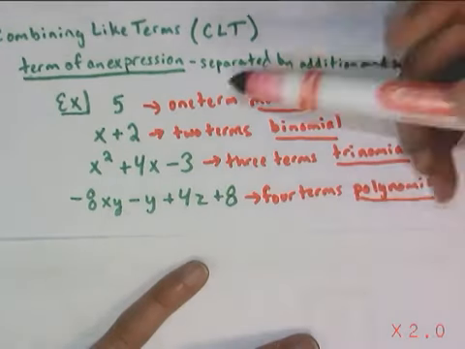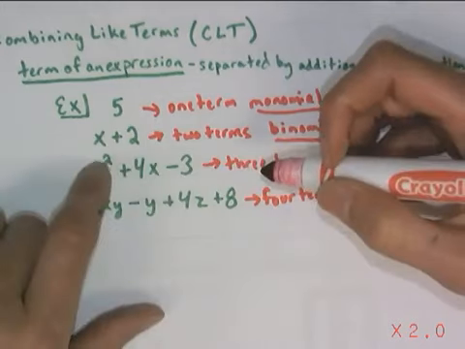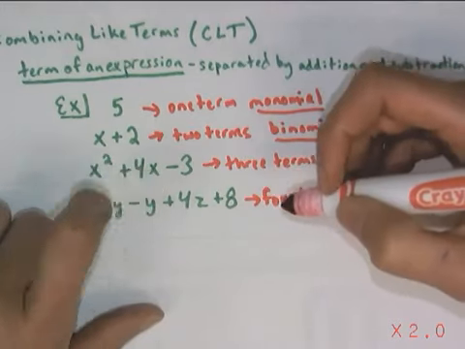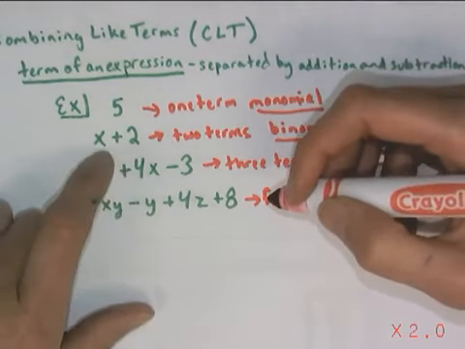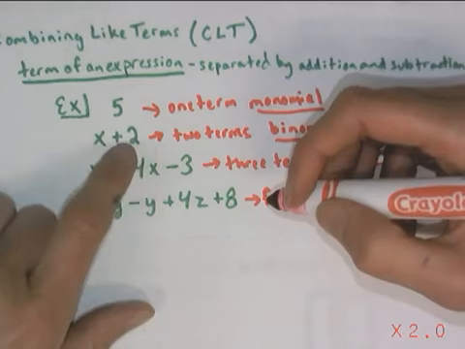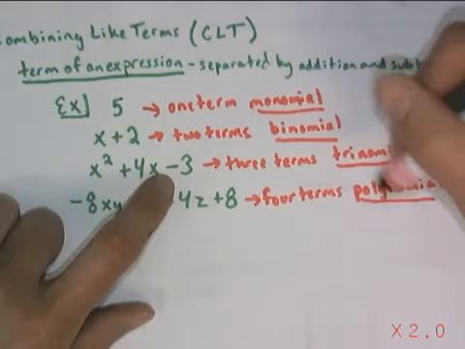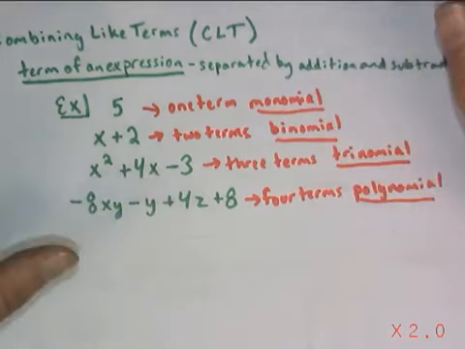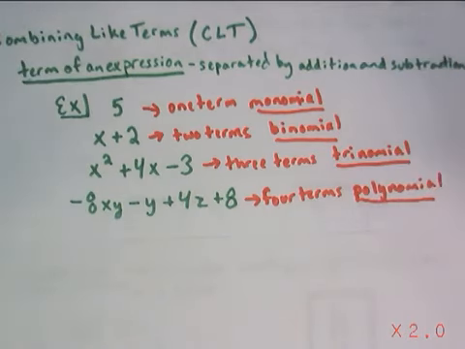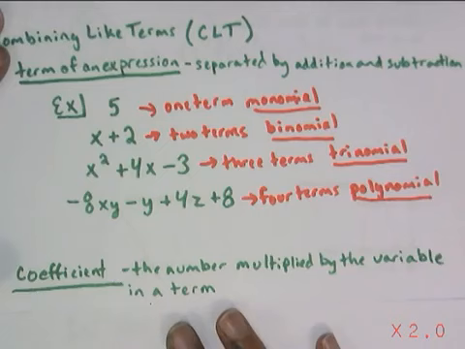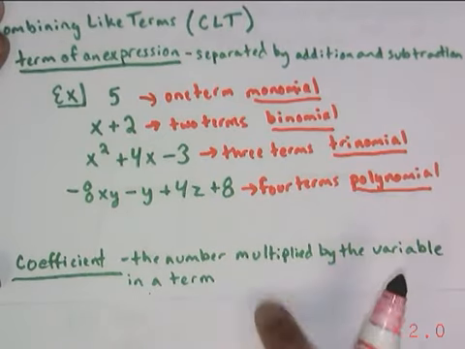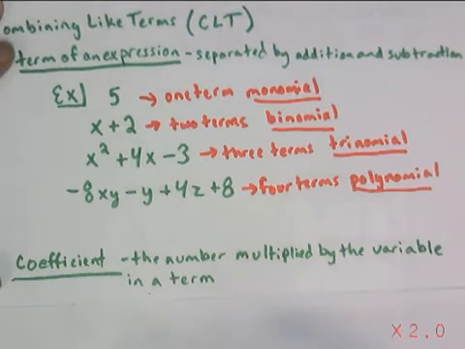Okay. So within the terms, notice that there's multiplication. There could be division. So what makes them different terms is that there's a plus sign or a minus sign in between. Now the next thing that you're going to have to know is what the coefficient of the terms are. So coefficient means it's the number multiplied by the variable in a term.